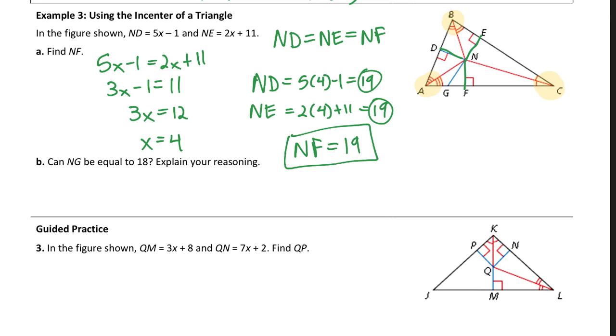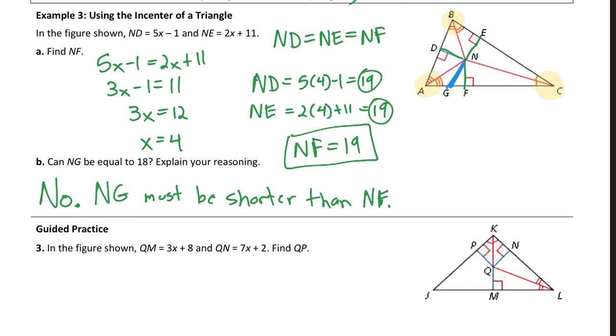A follow-up to this, the segment NG. I'm going to highlight that in blue, a little bit more distinct than the diagram here. NG. Can NG be 18? Flat out, no, it cannot be 18. NG must be shorter than NF. The reason being, NF is the shortest distance to AC. Remember, the shortest distance between a point and a line or a line segment is a perpendicular. So NF is the shortest distance between N and AC.